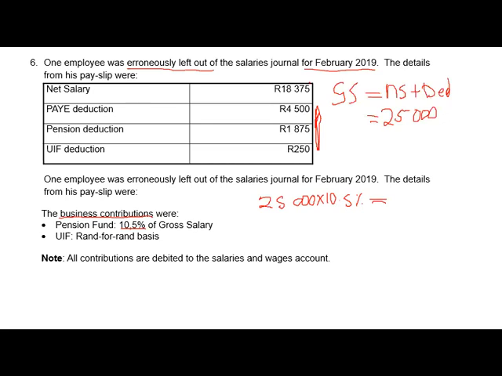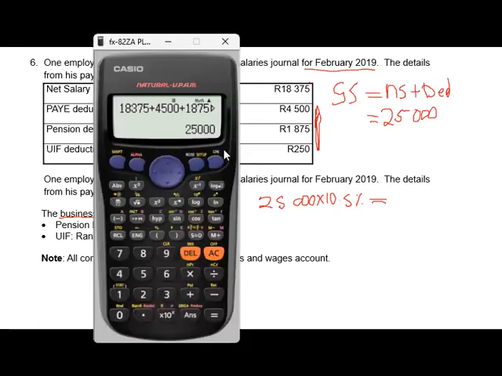And that pension fund amount, how much will it be? Let's see. Oh, I already have 25,000 there. So I'll just take that 25,000 times 10.5 percent. All right. It'll give me pension of 2625. So what am I going to do with that 2625? I will have to add it to employer's contribution.